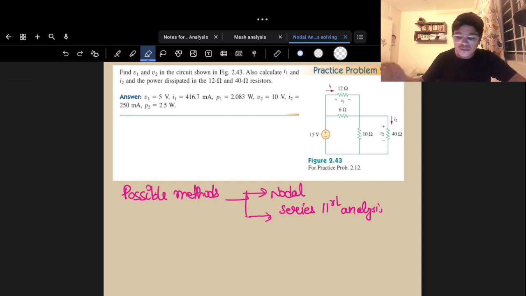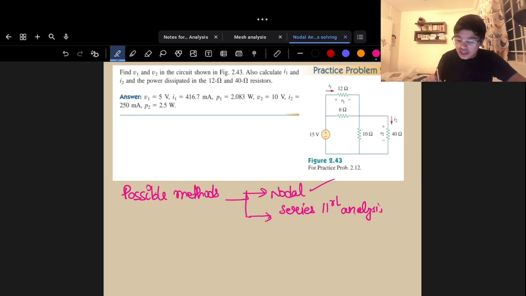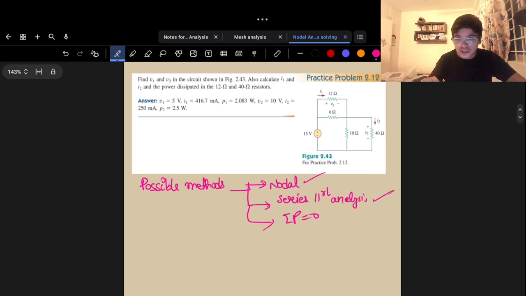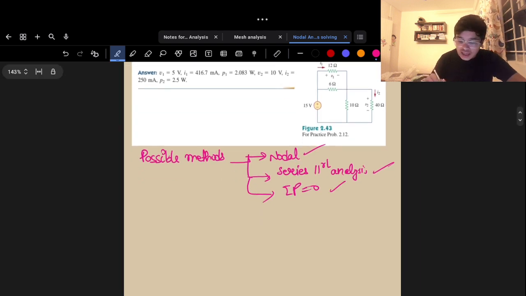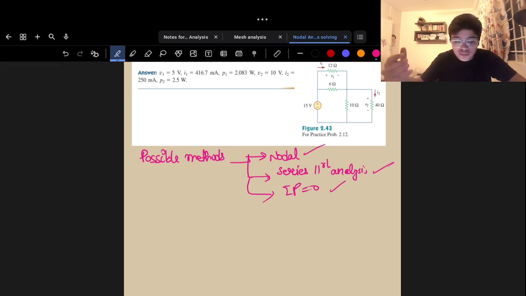Now assume that I don't know any other method yet. Since I'm going to be teaching you all, I must know nodal analysis, and there is series-parallel analysis, and there is always sigma P equal to 0 also available to you. Don't forget about it. You should be able to think of these three particular methods before starting a question. Since I've not taught nodal to you yet, assume that you don't know nodal, and let's solve this question through series-parallel analysis.